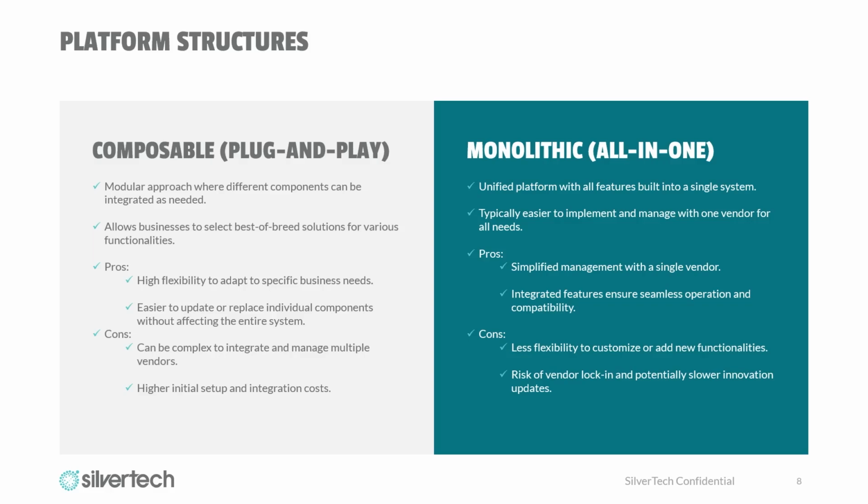A monolithic platform, on the other hand, is going to try to do everything for you as a single system. It's a unified platform with all the features you need integrated into that same system. It's typically easier to implement and manage. You have one vendor for all your needs, and the integrated features ensure seamless operation compatibility because there is no third-party integration. You don't have to worry about another vendor changing how they talk to your system. It's all within the same platform.